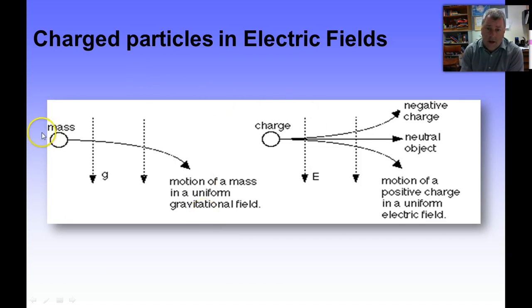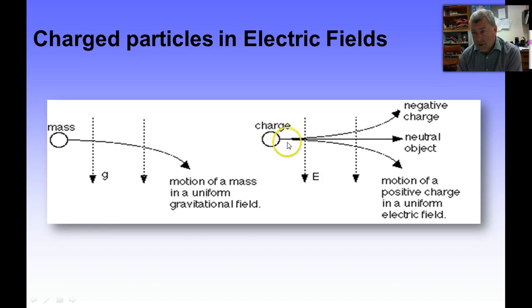If you have a charge with a mass, or just a mass, under the influence of gravity, it's going to fall like this, and it occurs because the force of gravity is always acting down, and we've done this in projectile motion. Now a charged particle is similar but different.